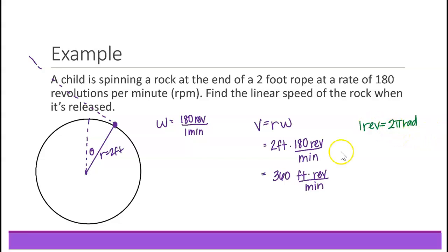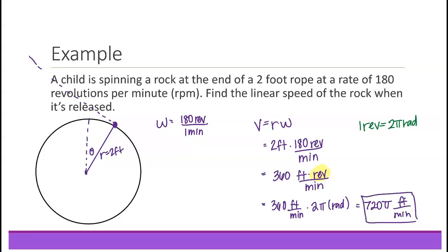We can essentially ignore them. So I'm going to replace this 1 revolution with 2 pi radians. So I end up with 360 feet per minute, and I'm replacing this revolution with 2 pi radians. But I'm putting the radians in parentheses because remember, radians are unitless. So now I can multiply 360 times 2 pi. So we have 720 pi feet per minute as my linear speed.